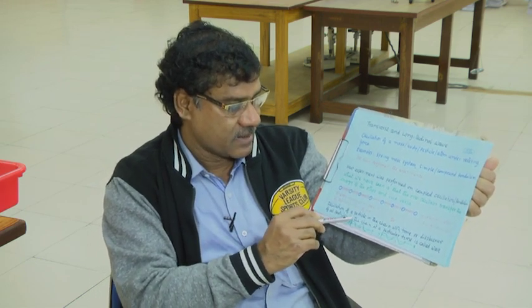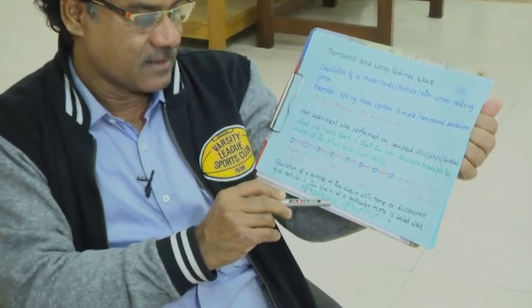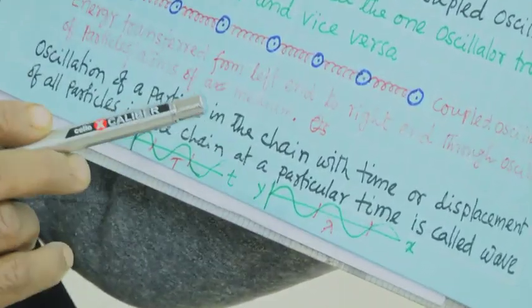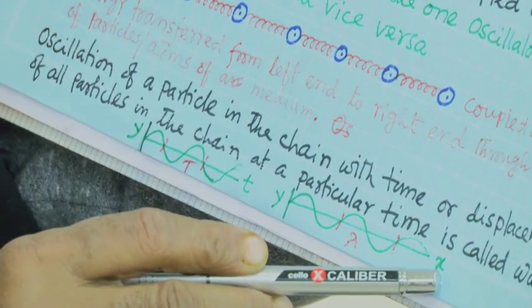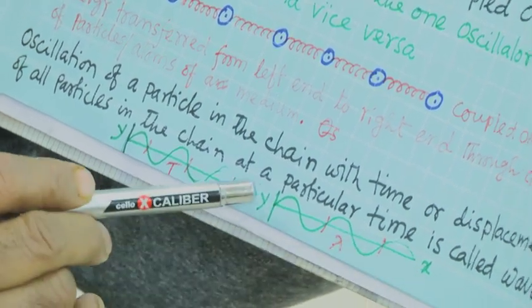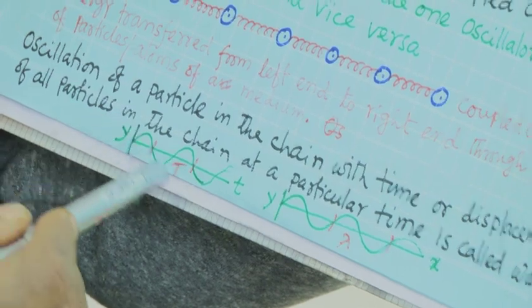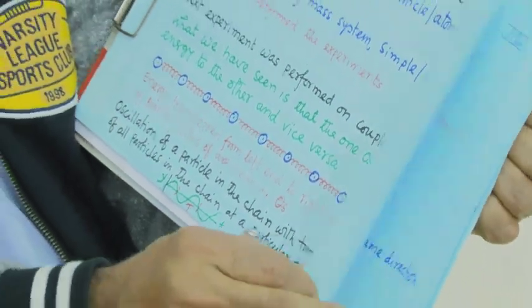So this displacement of a particle in the chain is varying like this with time. So that is also a wave form. Also, this displacement is varying as a function of distance in the chain. So this variation is also like this. So this is the wave form. This is what we are calling wave.